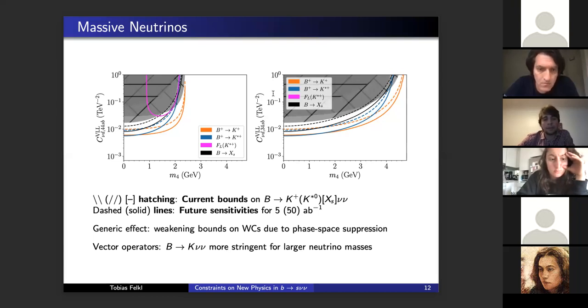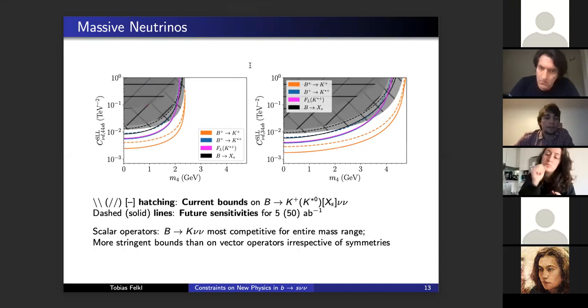Right, so in the case of vector operators here, what one can see is that our earlier observation that B2K and B2K star are kind of similarly competitive is only true for quite light neutrinos, whereas when you crank up the mass, you see that B2K will become completely dominant as well for larger neutrino masses.